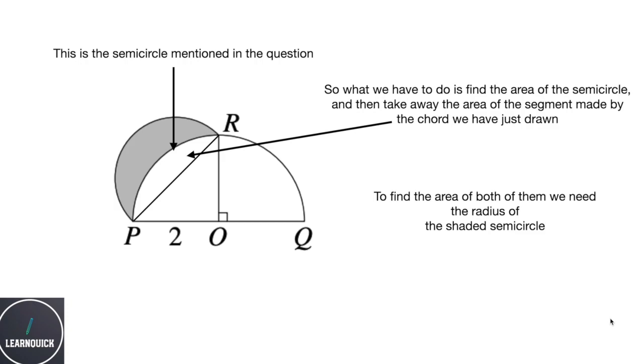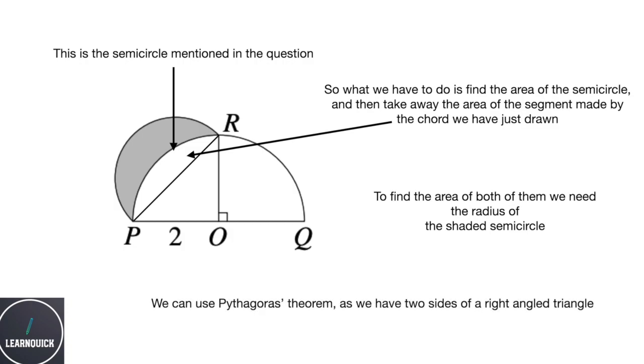So to find the area of both of them, we need the radius of the shaded semicircle. And right here we have its diameter. So we can use Pythagoras' theorem as we have two sides of a right angle triangle.